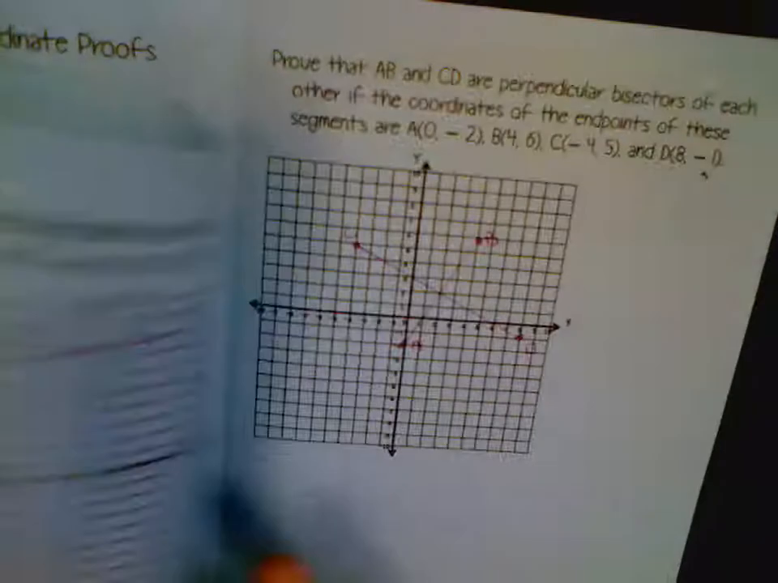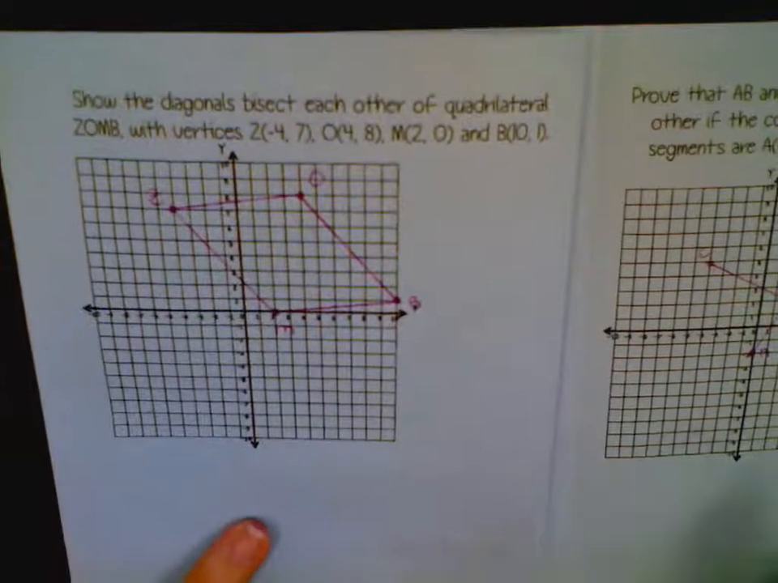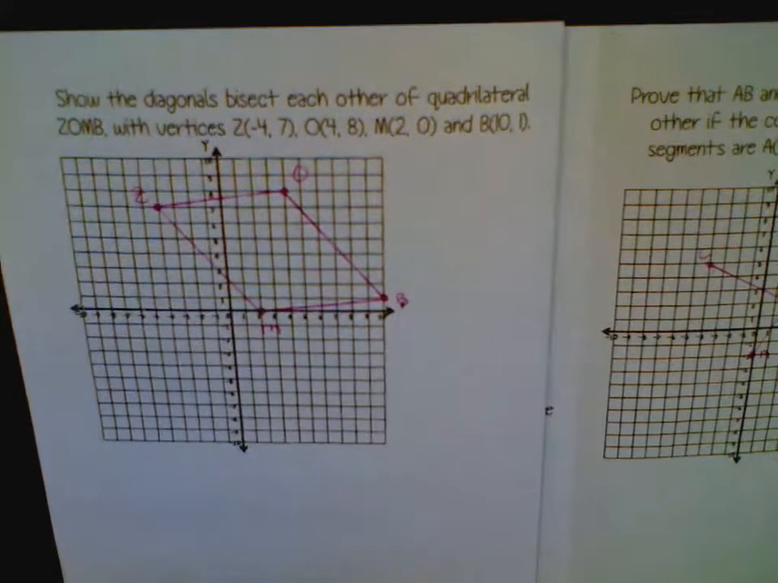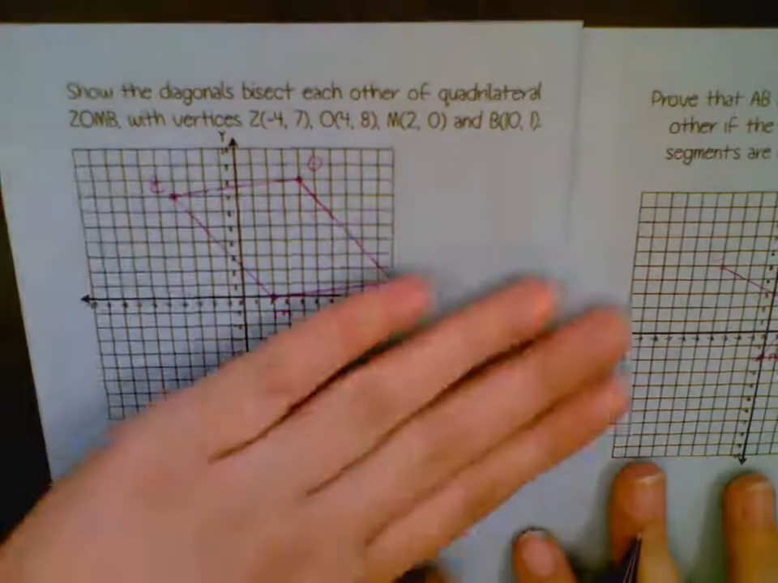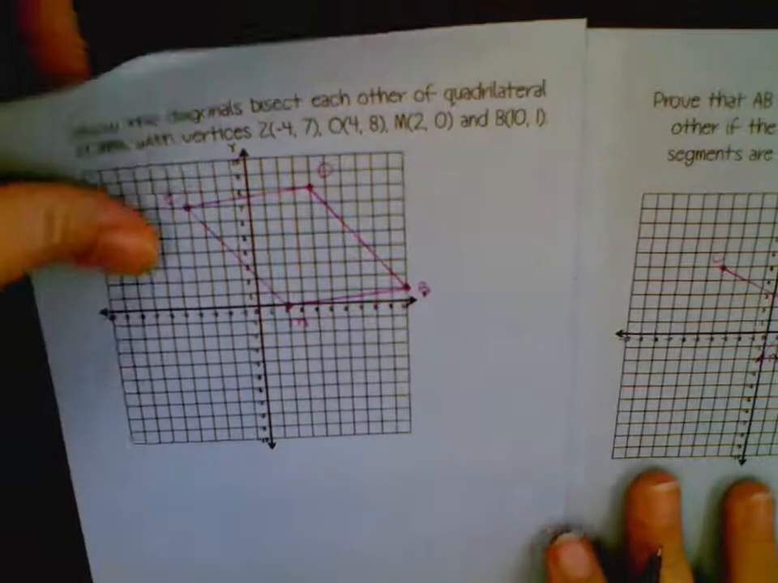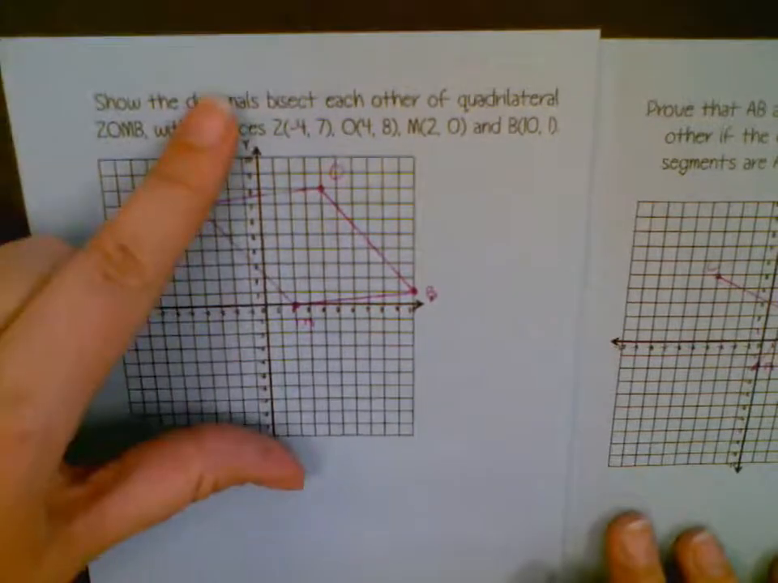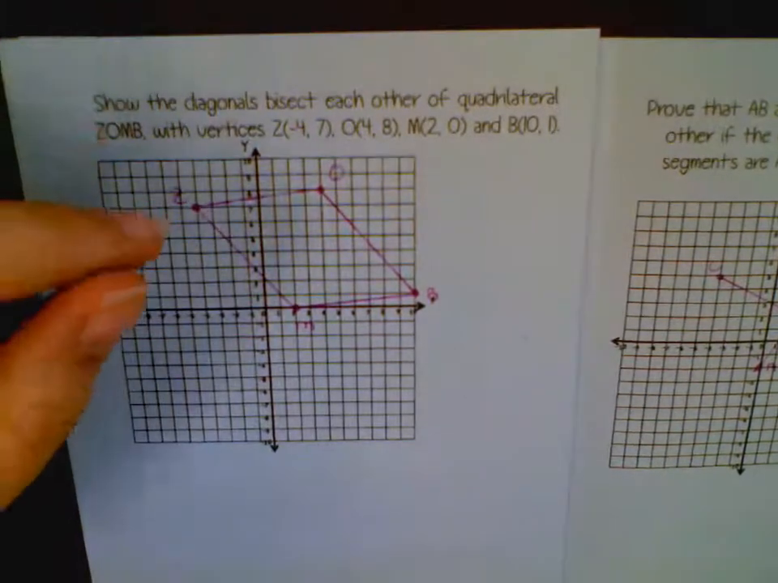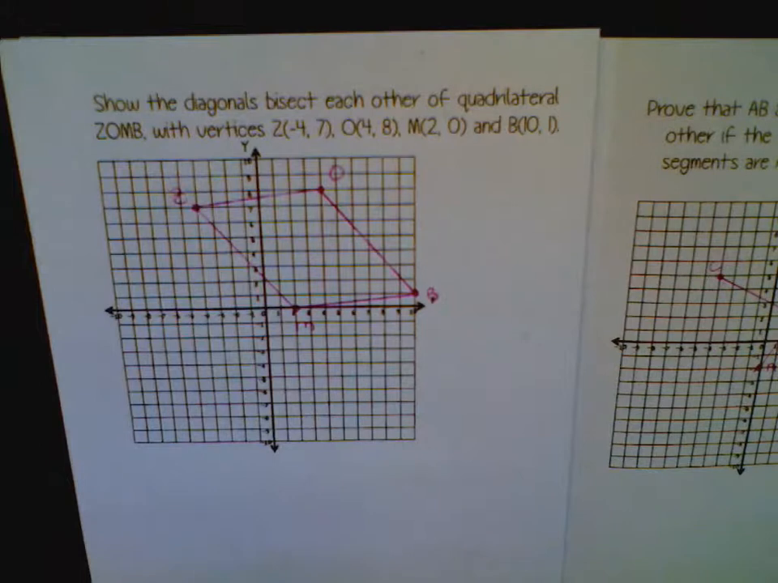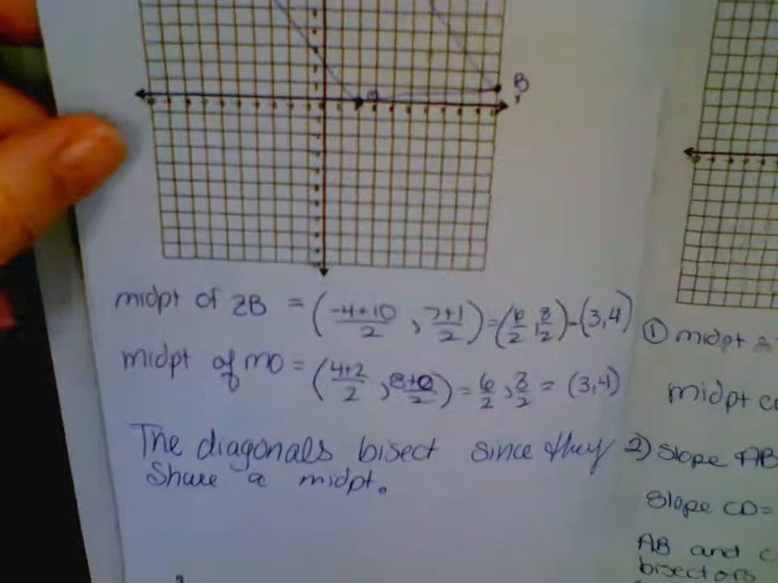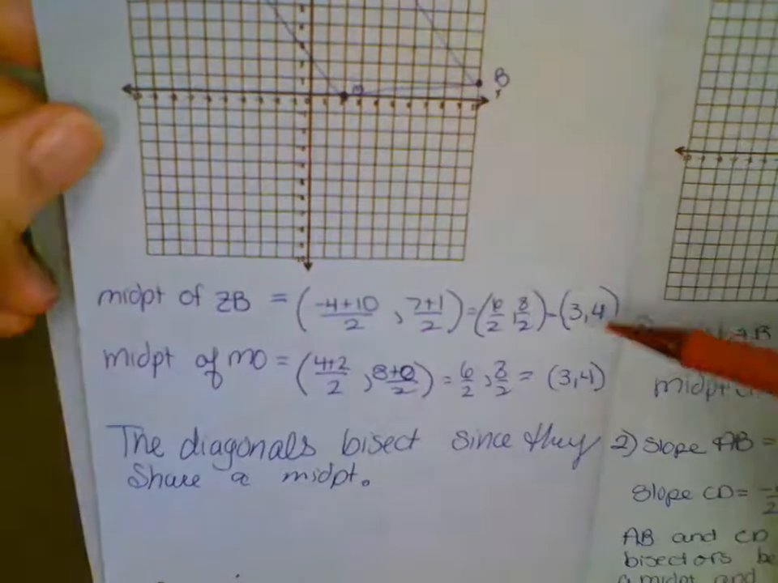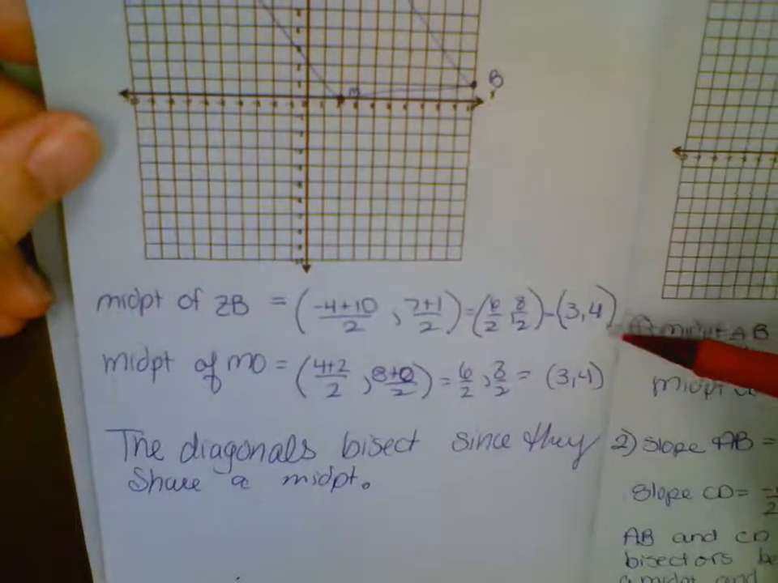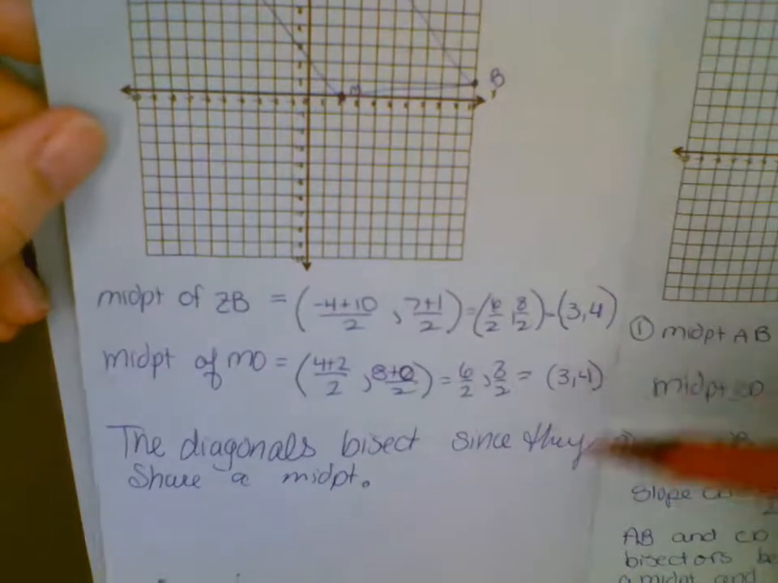Okay, so let's take a look at example number 5. So for this example, it says that we want to show that the diagonals bisect each other, which is exactly what we just did on page 4. So I want you to pause and try this example by yourself. So we're pretty much doing the same exact thing because we're showing that the diagonals bisect. So go ahead and pause your video, and when you come back, we'll talk about it. Okay, so we need to show the midpoint, just like we talked about on the other one. So for ZB, I get 3, 4. MO, I get 3, 4, so they bisect.